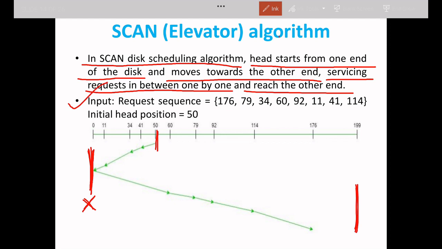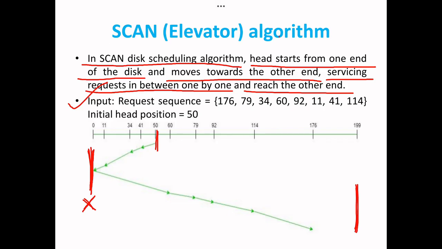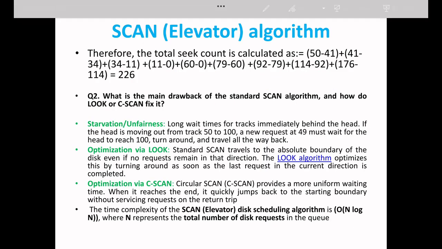We are using the same previous algorithm. Again I will not explain; subtract one by one. You have to use the same algorithm. So now you can see the total head movement is equal to 226 if you subtract. This question is asked multiple times in your competitive exams.